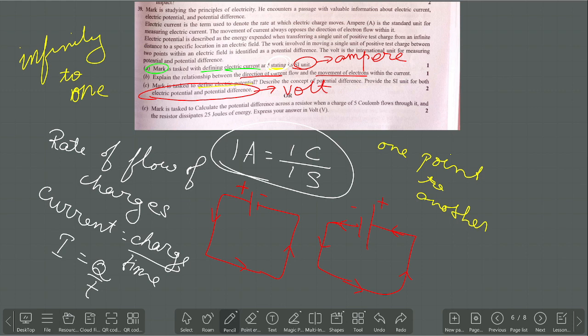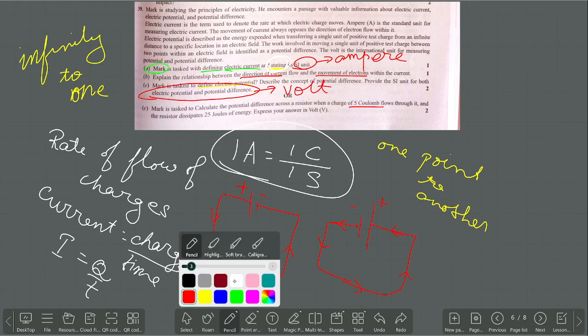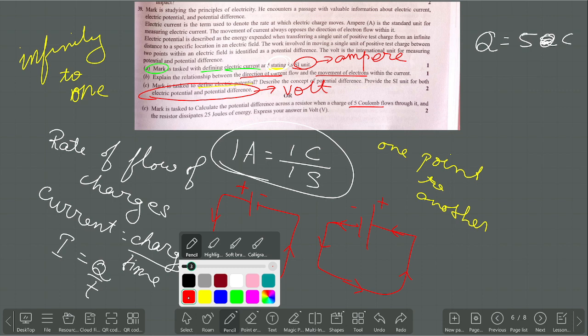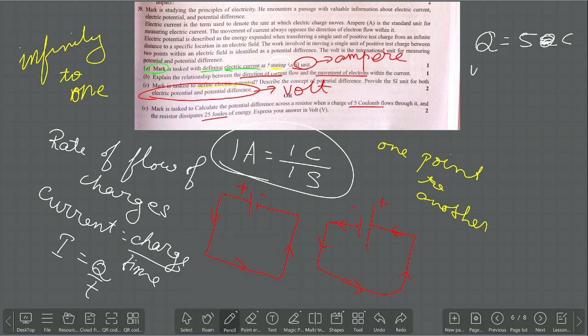Next, Mark is tasked to calculate the potential difference across the resistor which is having a charge of 5 coulomb. So what is the value of Q over here? Q is equal to 5 coulomb. And the resistor dissipates 25 joule. That means W is equal to 25 joule of energy. So we are going to express the answer in the form of volt.